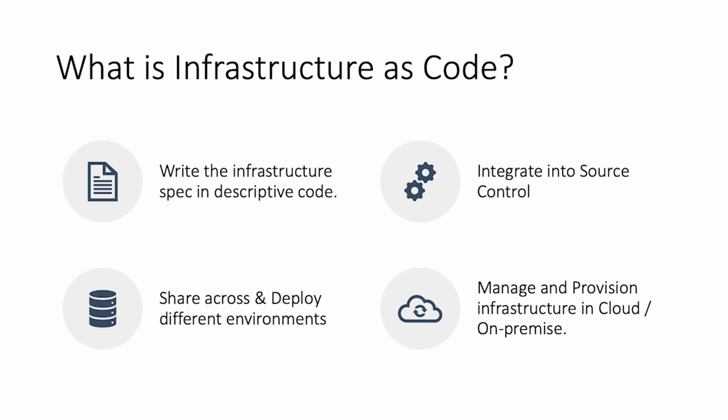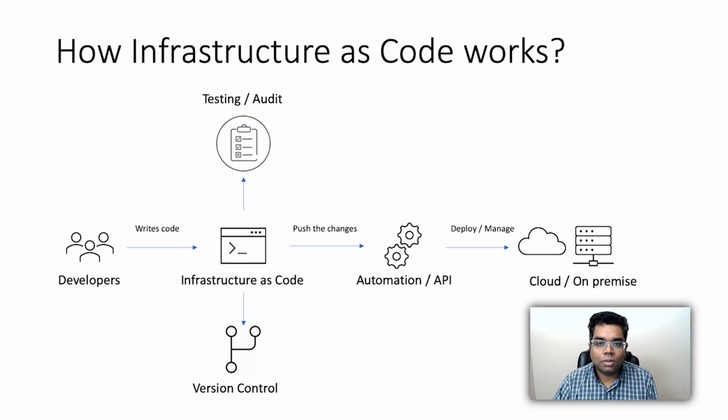Okay, how does infrastructure as code work? What is the process? So the developer writes the code and the code is stored in version control, and you can do the testing and audit, like static testing and the security audit of your infrastructure. And whenever the changes are pushed, the automation or the API deploys and manages in cloud and on-premise. So this is how the overall workflow goes, and this is how infrastructure as code works.